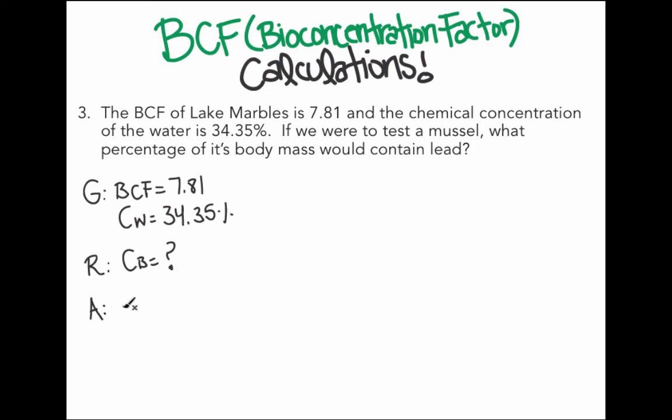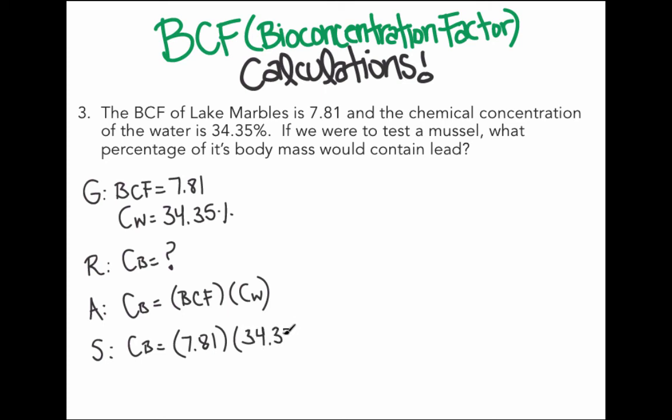A for analysis is where you need to write down the equation that you're going to use. And in this case, I'm using CB is equal to BCF times CW. You can rewind the video in case you forget how to get that. The next step, S, to substitute and solve. So you're subbing in the given values into the equation you're going to use. That would be CB is equal to 7.81 multiplied by 34.35%. Once you plug that into your calculator, you will get 268.2735%.